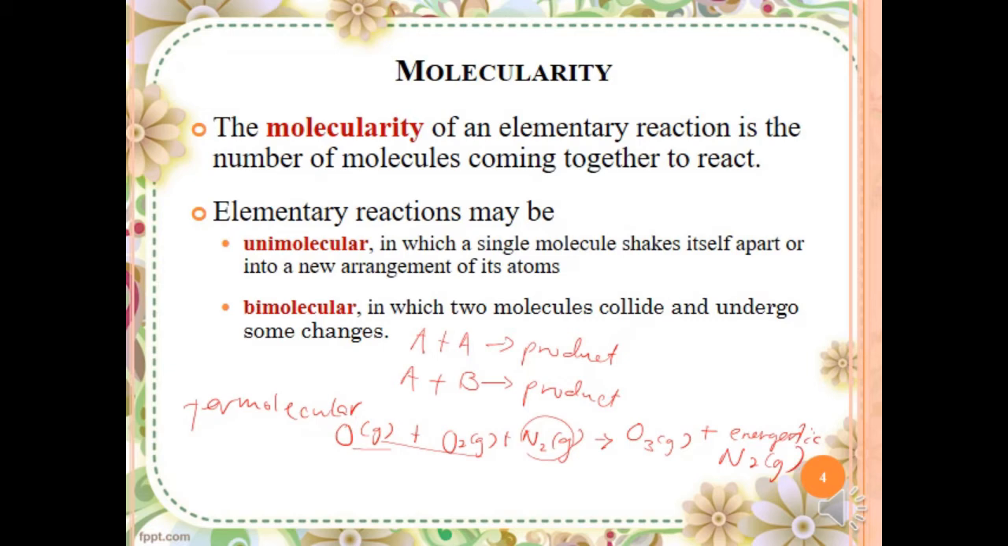Now another molecularity is where four molecules collide with each other, but it is never proposed because the probability for three molecules is already considered very low, what more four molecules. So that's why reactions with more than three molecularity are never proposed.